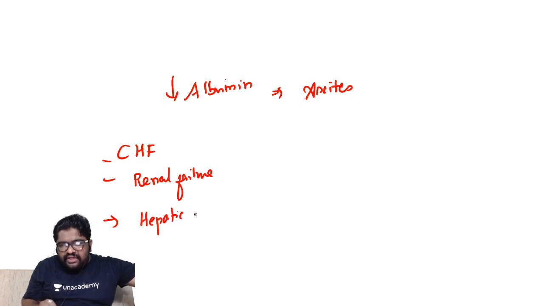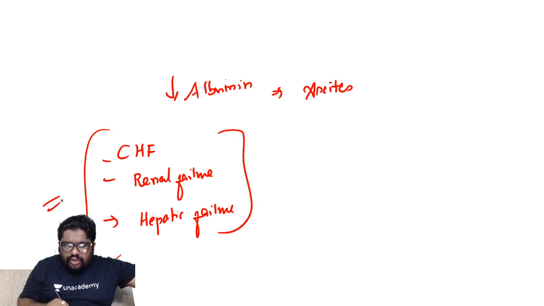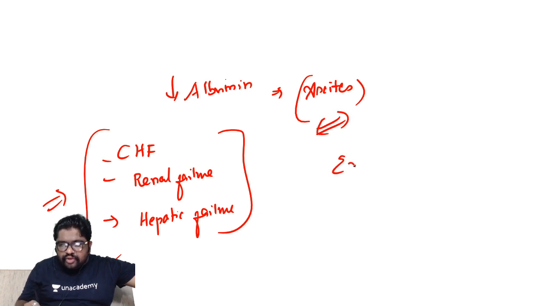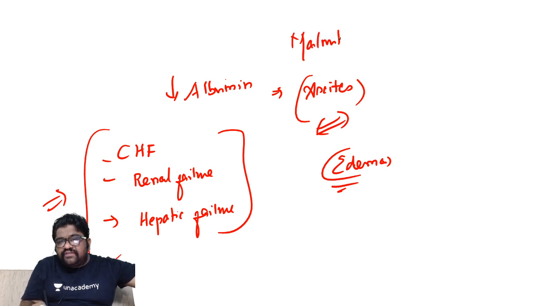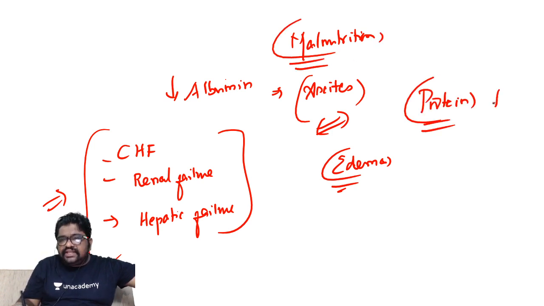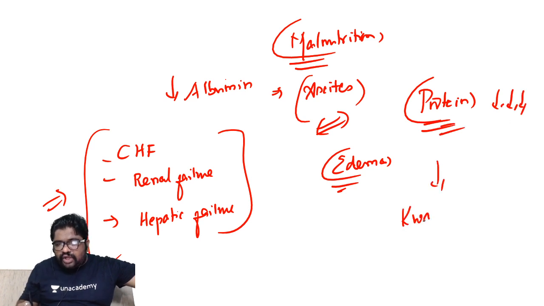In all the three conditions, there is a very good possibility of having lower levels of your osmotic tendency. So ascites can be seen. Accumulation of fluid can be happening. You will be able to see edema. But the most important thing that you have to understand is malnutrition also can play a very important role. And this malnutrition can be protein related. Remember, if protein is actually going for a severe deficiency, then it will be called as kwashiorkor.